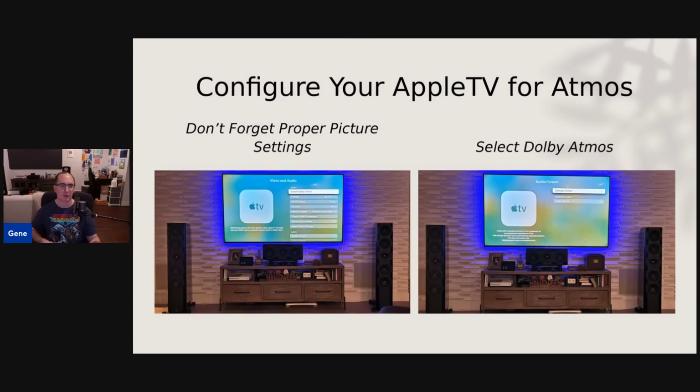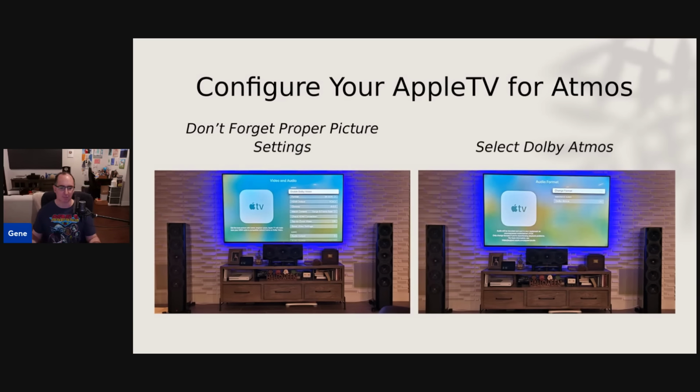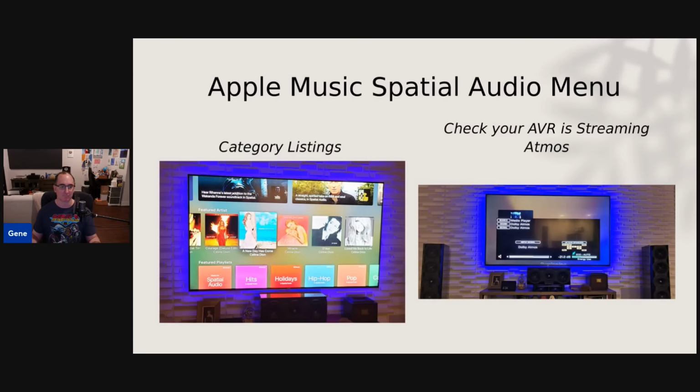So the next thing is make sure if you're doing an Apple TV to properly configure it. I know it's hard to see the images here. Maybe I'll zoom in a little bit. But basically, if you go into the Apple TV settings, make sure you set up all your video settings so you get proper 4K. And then make sure you select Dolby Atmos in the audio options. Otherwise, you're not going to get that. And that's really unfortunate if you went through all these steps and you forgot the last thing, the configuration.